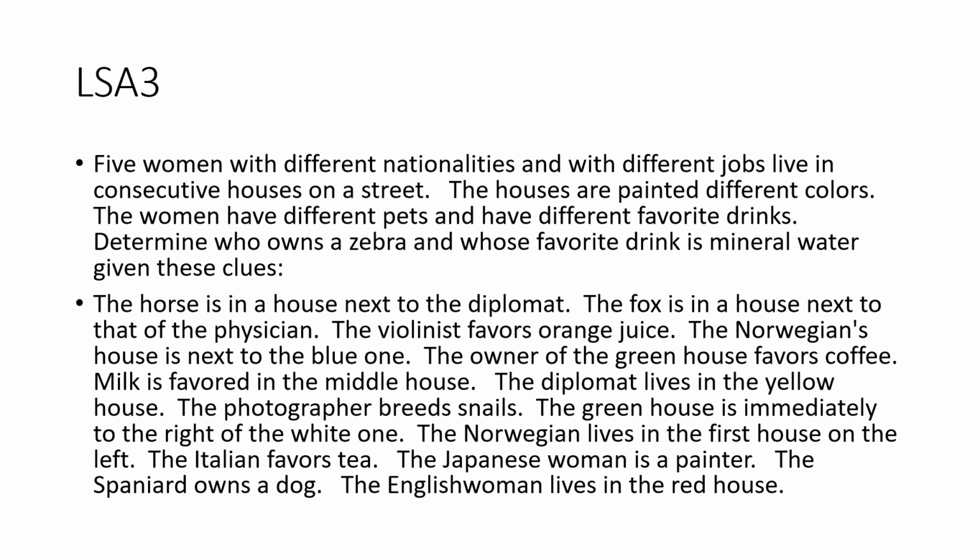The Norwegian's house is next to the blue one. The owner of the greenhouse favors coffee. Milk is favored in the middle house. The diplomat lives in the yellow house. The photographer breeds snails. The greenhouse is immediately to the right of the white one. The Norwegian lives in the first house on the left. The Italian favors tea. The Japanese woman is a painter. The Spaniard owns a dog. And the English woman lives in the red house.